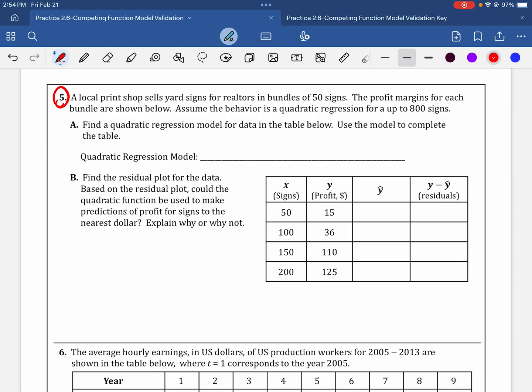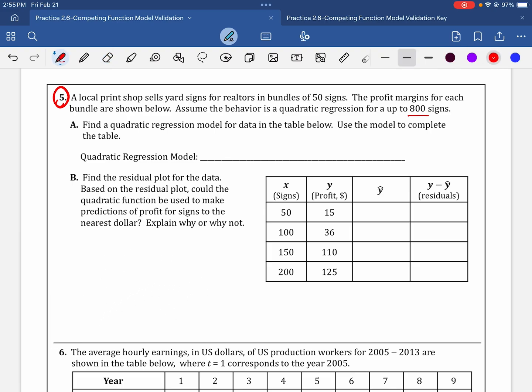So it says a local print shop sells yard signs for realtors in bundles of 50 signs. The profit margins for each bundle are shown below. Assume the behavior is quadratic for up to 800 signs, which after I did this, I realized that 800 is kind of where the quadratic, the parabola, turns. This is around 800 right here. So that's why it's saying that, because it wouldn't continue with profit, right? It would decrease, which would not represent a good model in the context of this word problem.